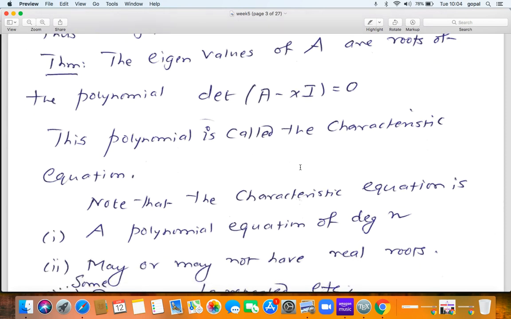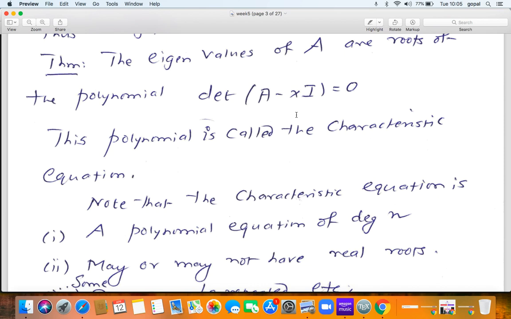It's an nth degree polynomial equation. You should write this out for the 3 by 3 case and convince yourself that for a 3 by 3 matrix, it's a cubic polynomial, and for a 4 by 4 matrix, it's a 4th degree polynomial. And you will be convinced that for an n cross n matrix, this is an nth degree polynomial in one variable x. So it's a polynomial equation. It's a very nice, innocent looking thing.